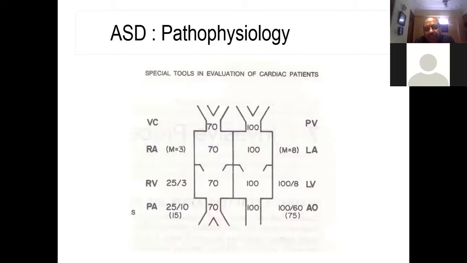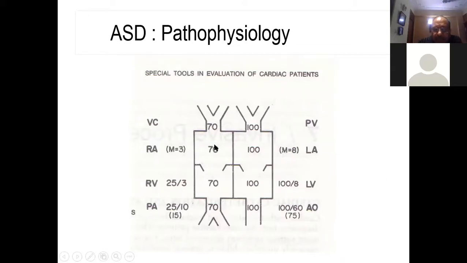So what exactly happens in ASD? Where is the shunt? The shunt is between the left atrium and the right atrium. Where will the blood flow? Blood will come from the pulmonic veins to the LA, and a lot of blood will migrate from LA to RA. Why is the blood migrating from LA to RA? Because the LA pressure is 8 and RA is 3. So a lot of blood will go from LA to RA, RA to RV, RV to pulmonary artery, to pulmonic veins, and back to LA.